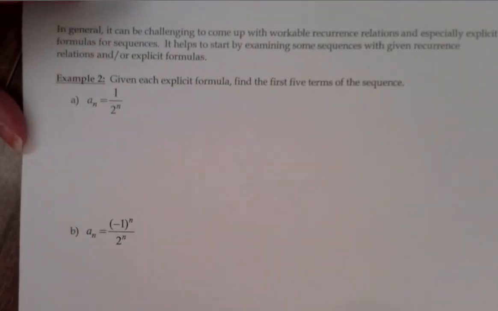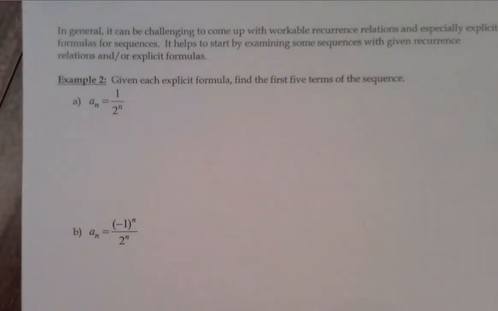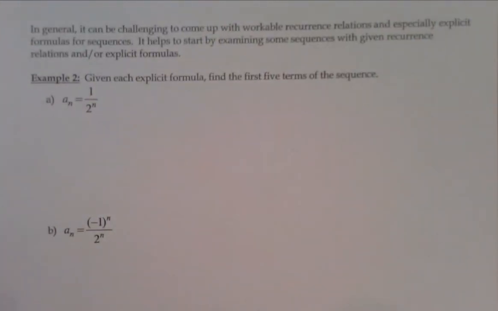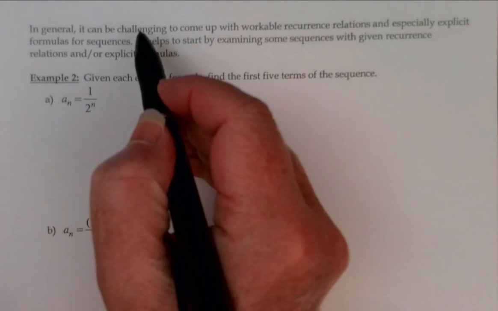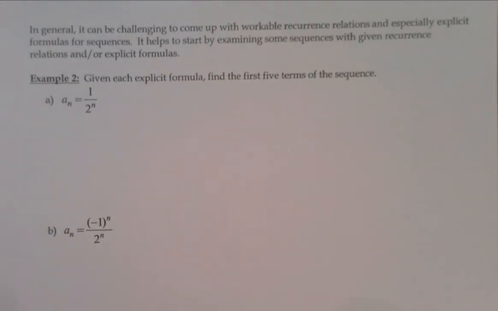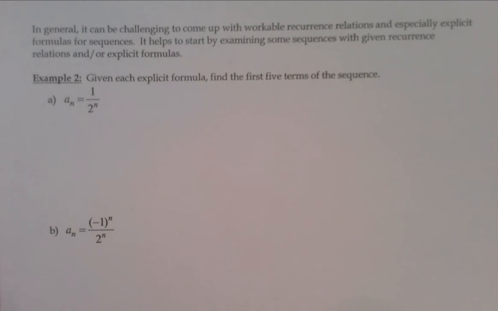So let's take a look at a couple of examples for each of these types. We'll take a look at some explicit formulas and some recurrence relations. Right? Again, in general, it might be challenging to come up with workable recurrence relations and especially explicit formulas. But we're going to start by examining some that we kind of know. And I think you're going to see some patterns here that we'll be able to use later when we want to come up with our own.